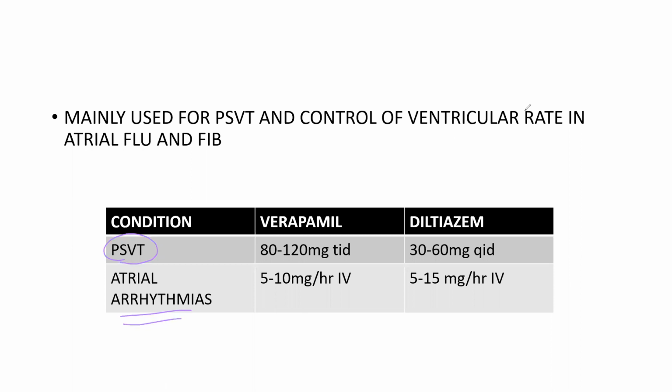So what are the doses? Verapamil 80 to 120 milligram TID, diltiazem 30 to 60 milligram QID. And coming to atrial arrhythmias, 5 to 10 milligram per hour IV, 5 to 50 milligram per hour IV. Suppose if they ask for class 4 antiarrhythmic drugs, you can just write class 4, these are the properties and these are the drugs. You can draw the graph and write where we use these drugs, that is paroxysmal supraventricular tachycardia, that is PSVT, and atrial arrhythmias, and these are the doses.